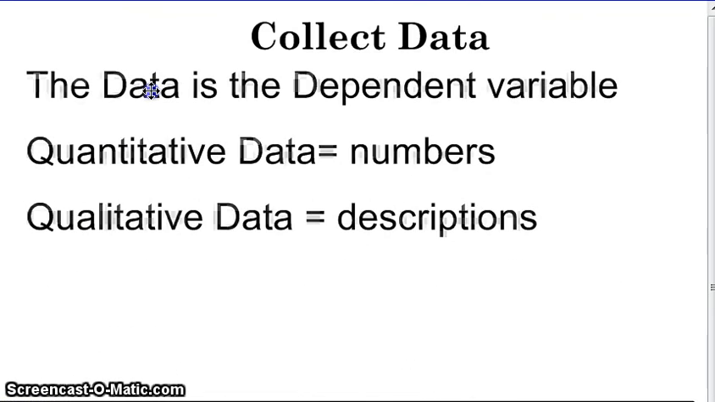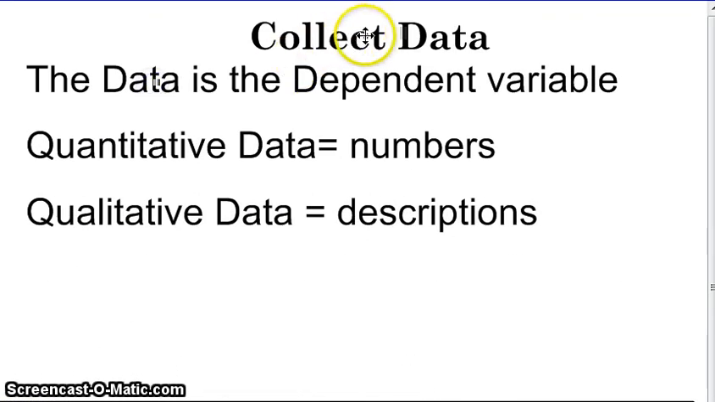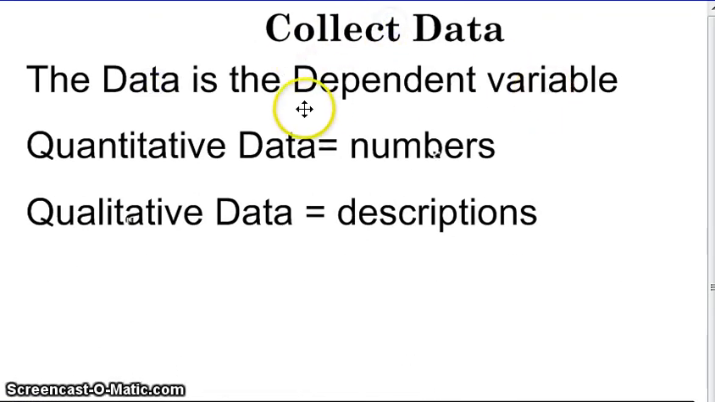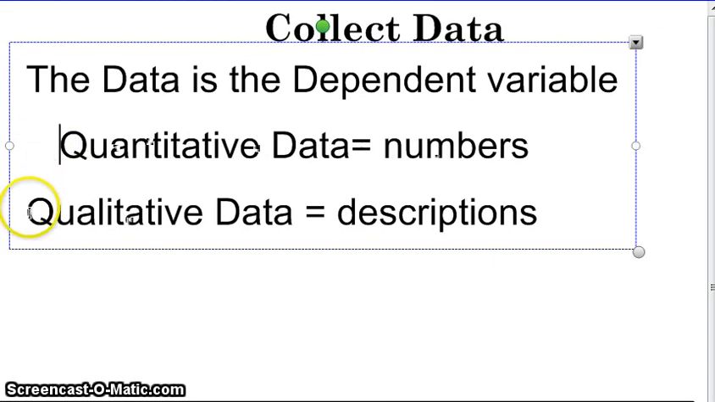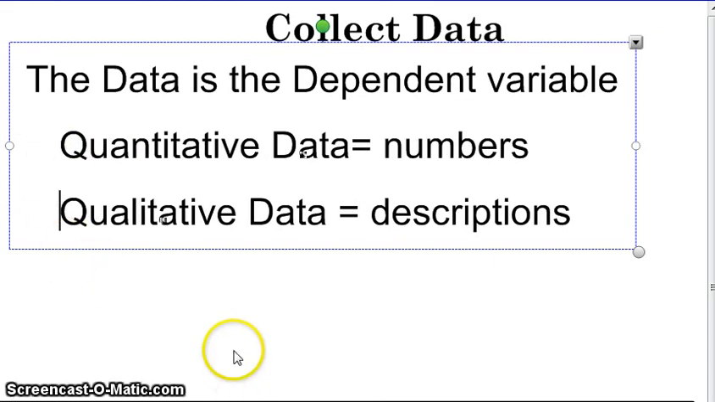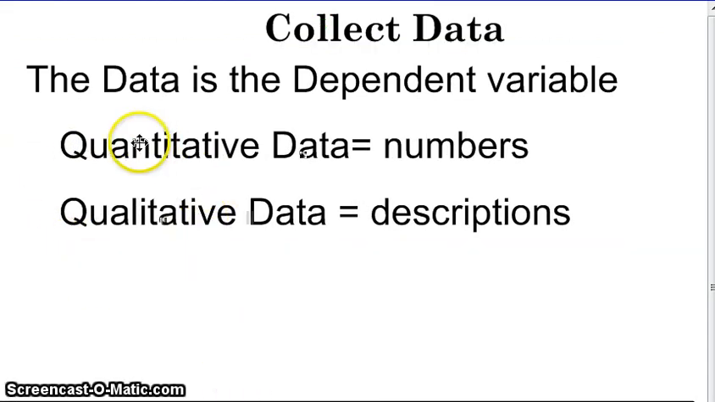Then we collect data. Remember, data is the dependent variable. Data is what you are measuring, in this case, grass growth. Data comes in two varieties. I really should indent these because these are types of data. There's qualitative data, which is descriptions, and there's quantitative data, like a quantity, which are numbers.